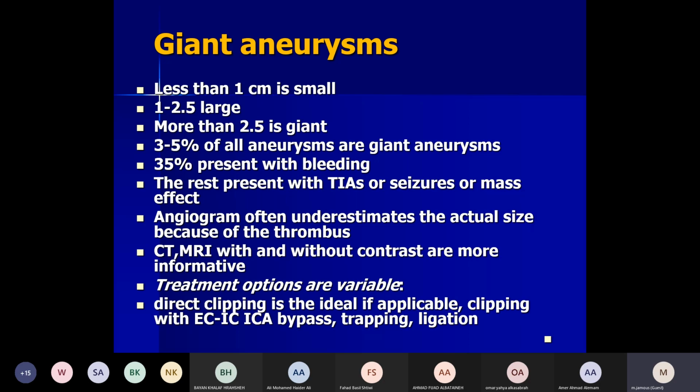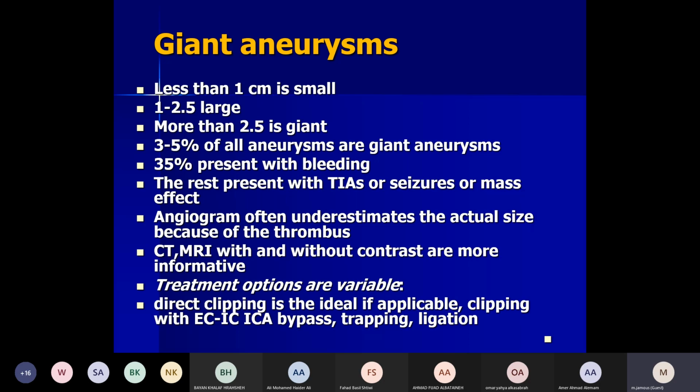And about 1/3 will present with seizure or mass effect and transient ischemic attacks, and 1/3 are asymptomatic. Because these giant aneurysms are partially thrombosed or calcified, angiogram many times underestimates the size. So CT and MRI are more informative concerning the size of the aneurysm.